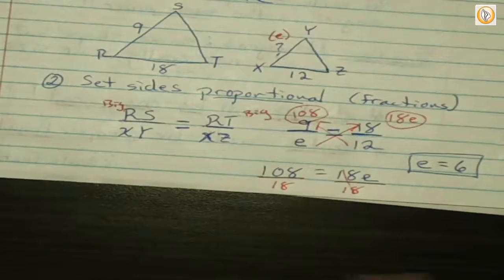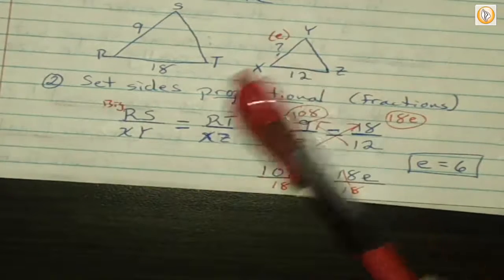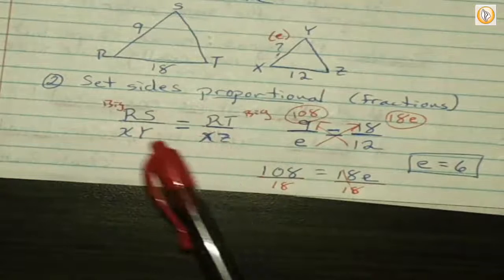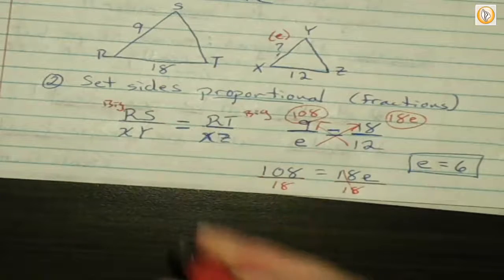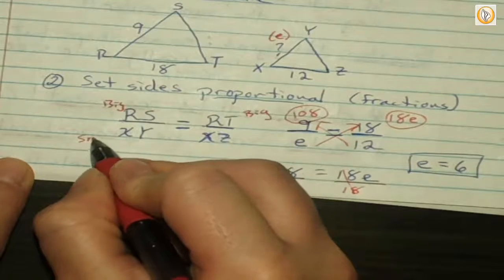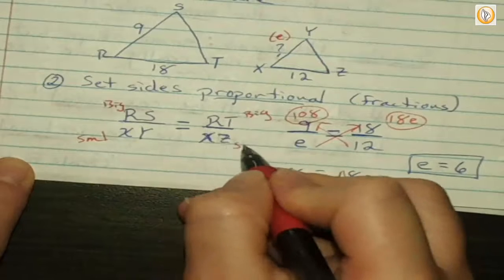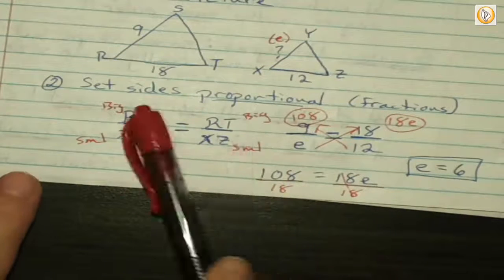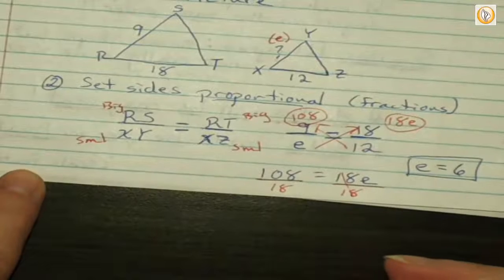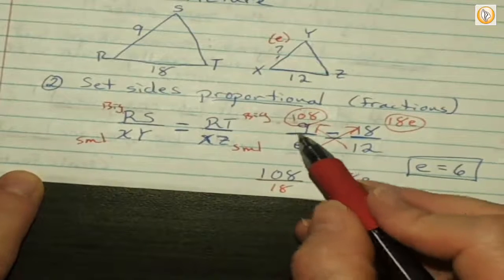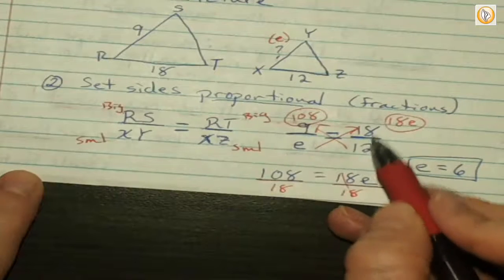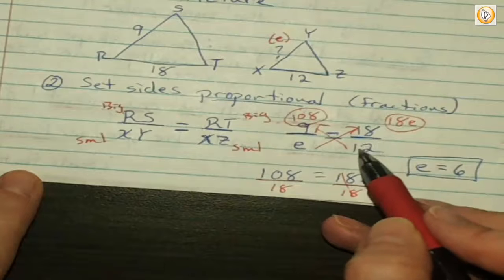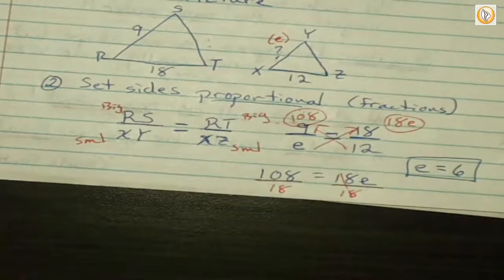Okay, so to find out the missing side, you have to set it up as a proportion. Make sure that you have the big on one side and small on the other, or on top and bottom. Make sure that you compare with two sides that have their measurement, and then you cross multiply. Make sure you set these up correctly.